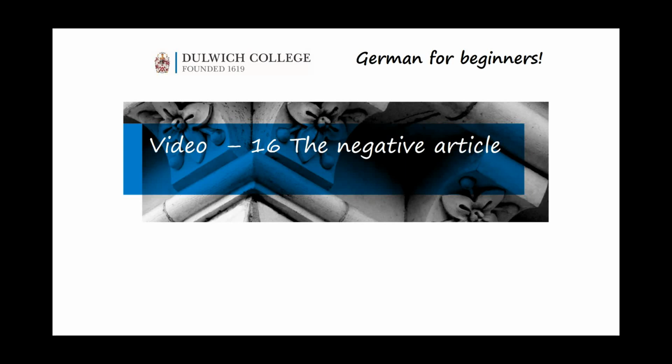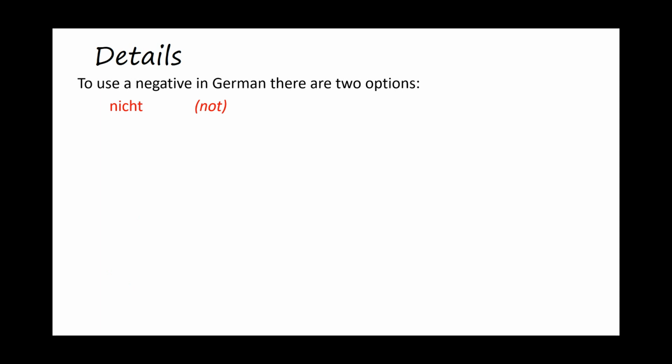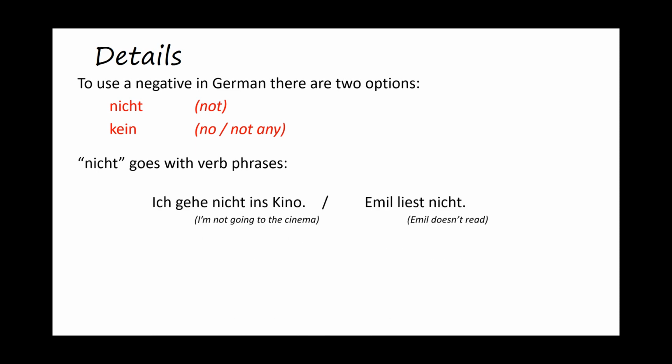Video 16, the negative article. To use a negative in German, there are two options: nicht, which means not, and kein, which means no or not any. Nicht goes with the verb phrases.